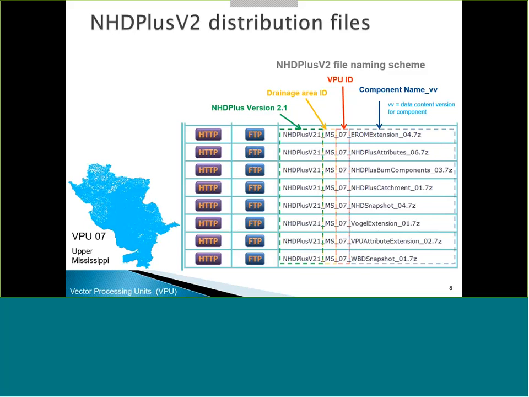And the fourth element of the VPU file name provides the component name, which describes the theme of the data that the data package represents. A version number of the component is also embedded in this fourth element of the name, and represents whether or not there have been updates to that particular file component.